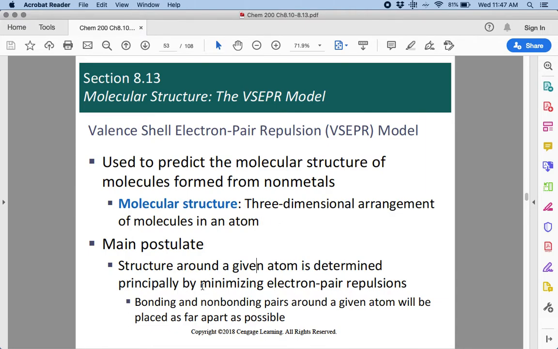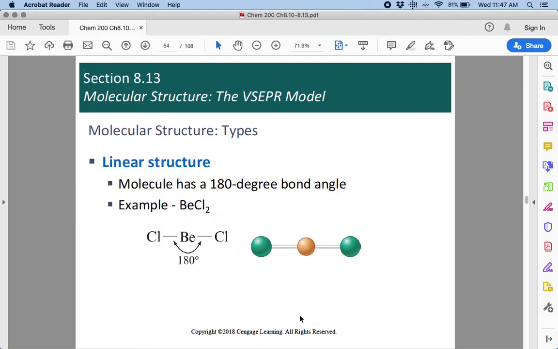The main idea that we're going to talk about with this is that we are going to have to deal with bonding electrons and non-bonding electron pairs. When we say non-bonding electron pairs, we're talking about lone pairs. And bonding pairs would be the electrons that are in a bond. And all of these electrons, whether they're part of a bond or part of a lone pair set, want to be as far away from each other as possible, just like our dogs with a dog walker.